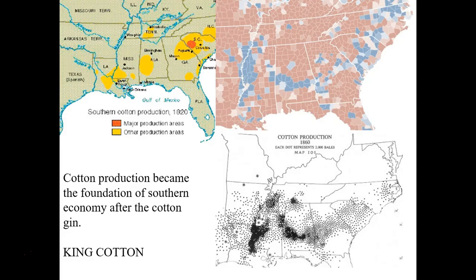So as cotton becomes one of the biggest exports of the United States, if not the biggest export of the United States, you can see that cotton became king. If you look here, along the Mississippi River would be a huge area for cotton growing, cotton picking, and cotton production.